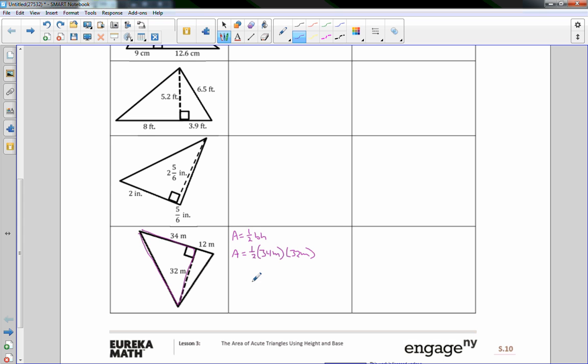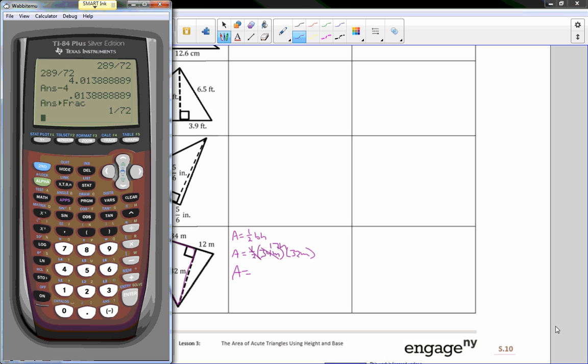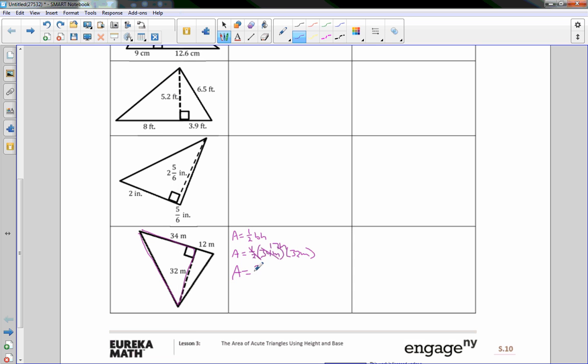I'm going to divide one of these by 2. Either one, it doesn't matter. 1/2 of 34 is 17. So I have 17 meters times 32 meters. So I get my calculator. 17 times 32 is 544 meters squared. That is just the purple part of the triangle.